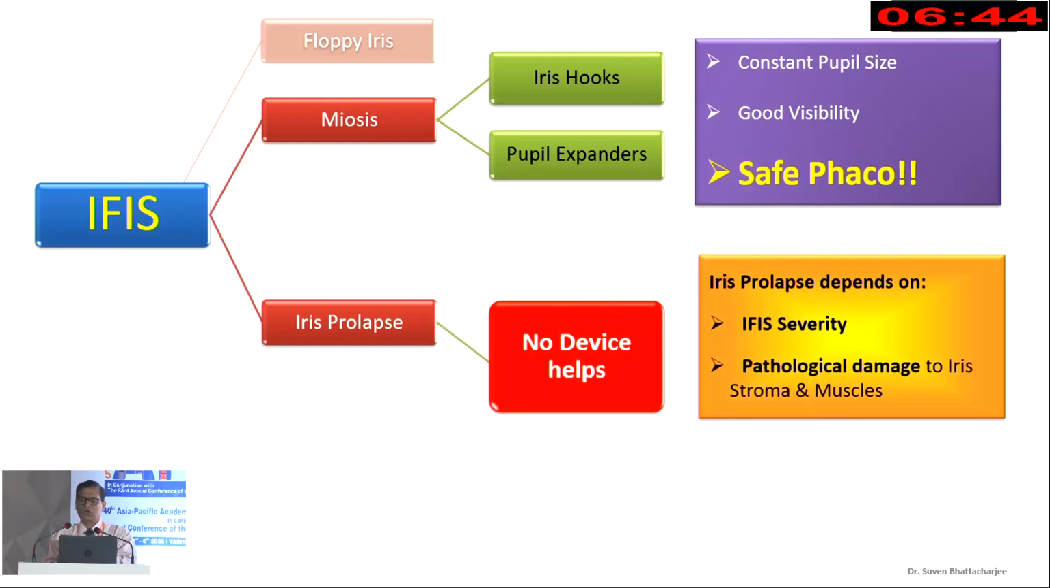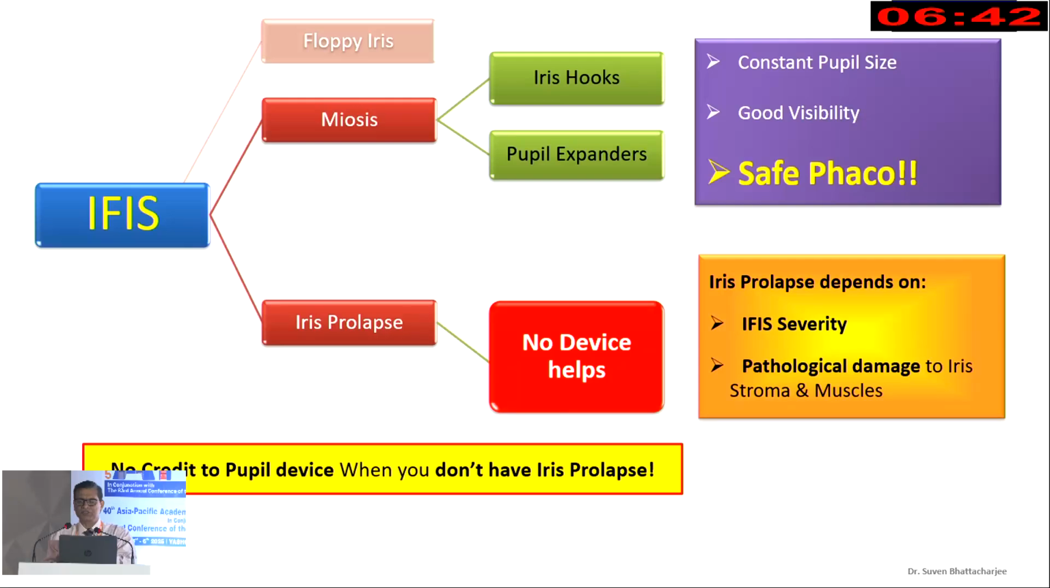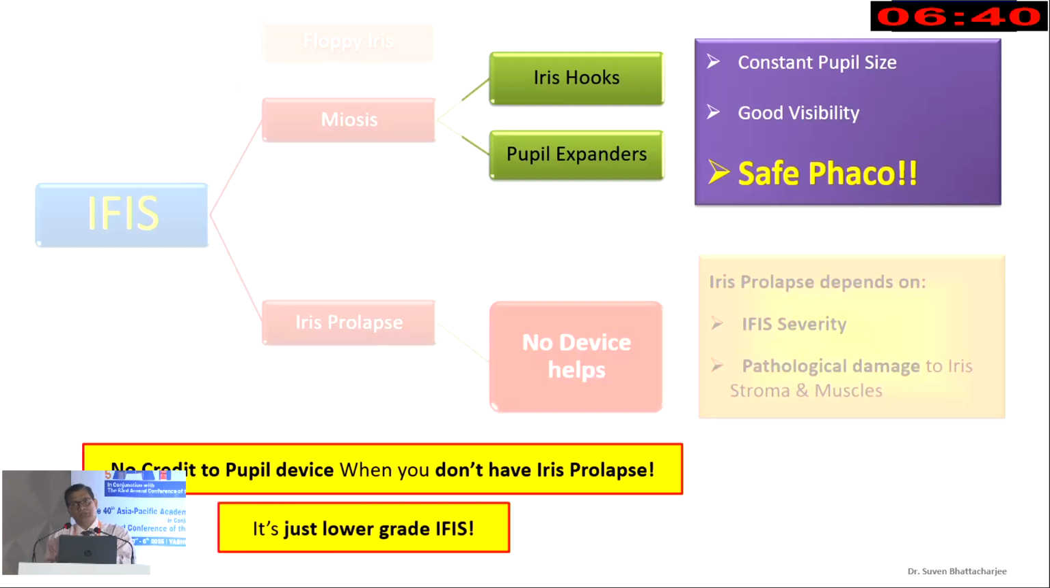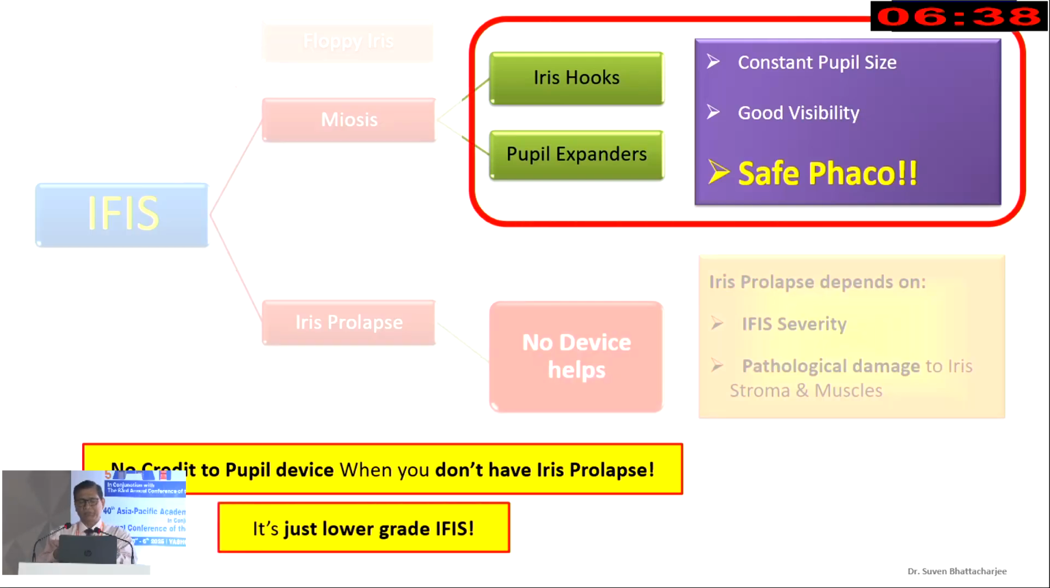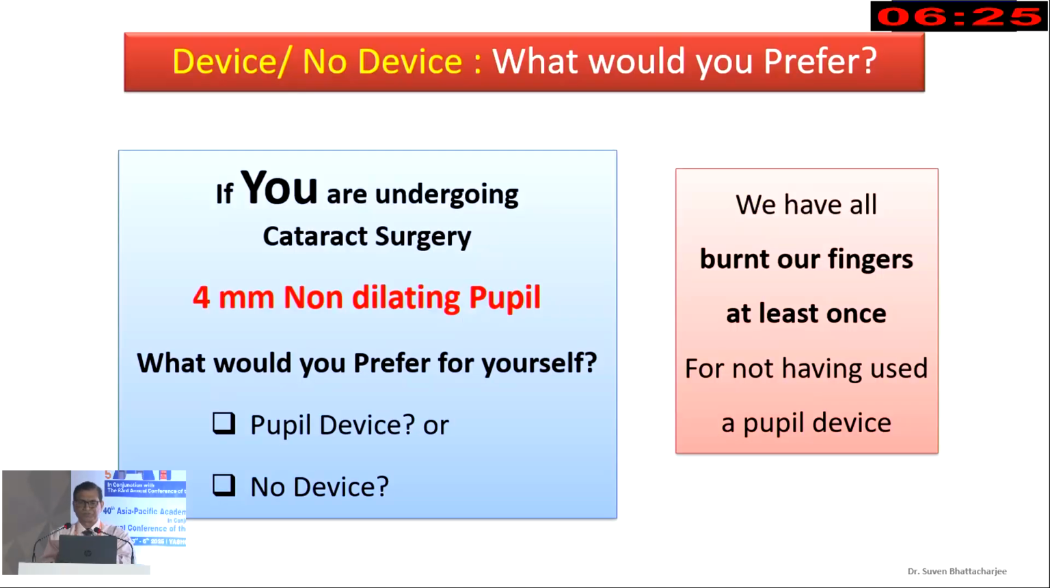That depends on the severity of the IFIS and pathological damage to the iris by the disease itself. So if you have IFIS in one case with a device and you don't have IFIS in another case with a particular device, there's no credit to the device. It's just the severity of the IFIS which is different in the two cases.